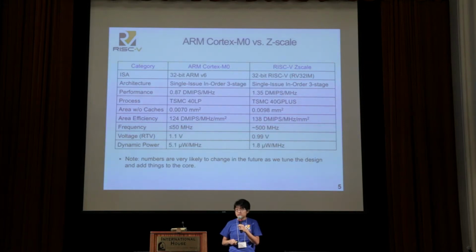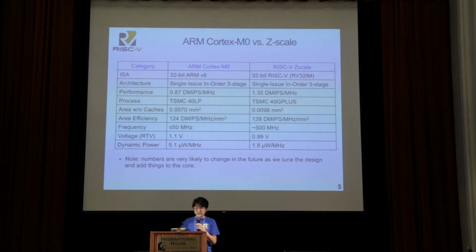So how does Zscale compare to Cortex-M0? The M0 ISA is actually ARMv6. Zscale is the RV32IM. Both are single-issue in-order three-stage pipes, and in terms of DMIPS per megahertz for performance, we are slightly better. If you map both of them to a 40-nanometer technology library, we're slightly bigger, but there's a reason for that. ARMv6 only has 16 registers, and RISC-V has 32 registers. And in this area calculation, there's an unrolled multiplier and divider, as well as all the 64-bit counters that were mandatory to execute the RV32I ISA.